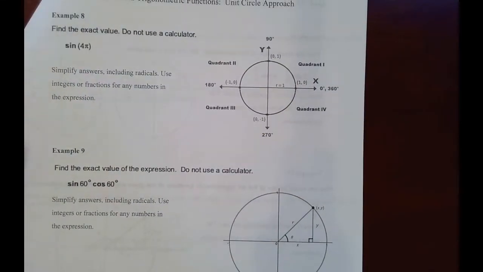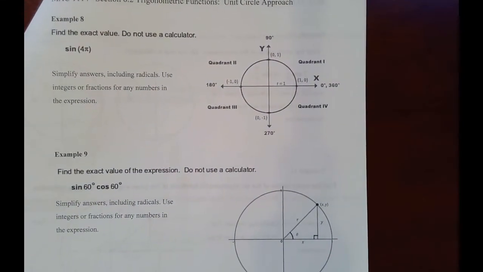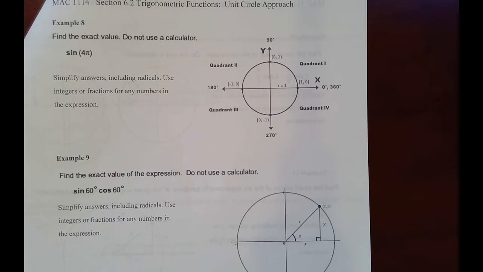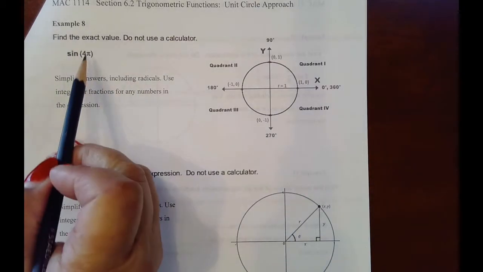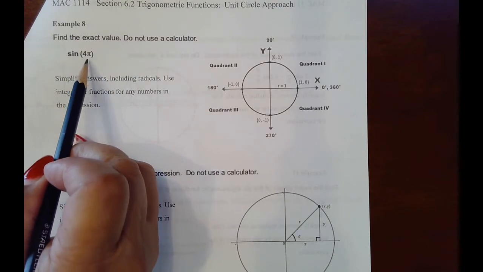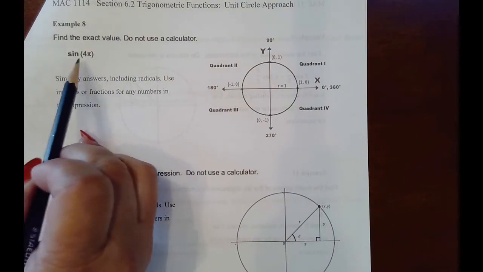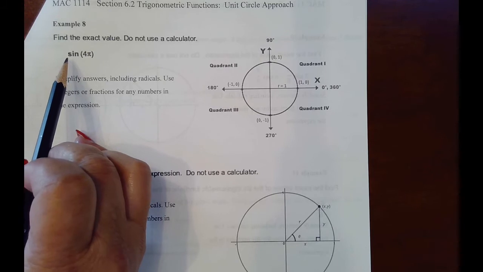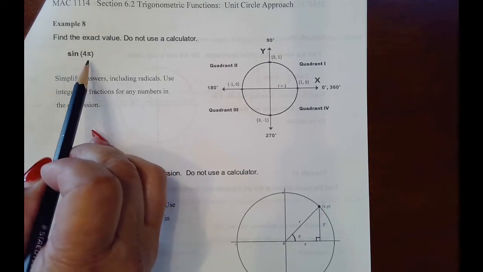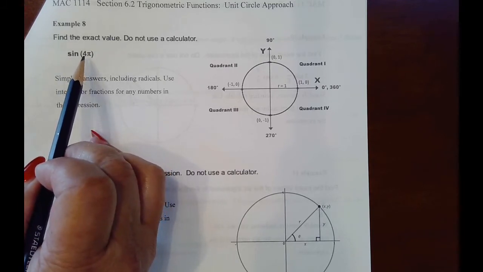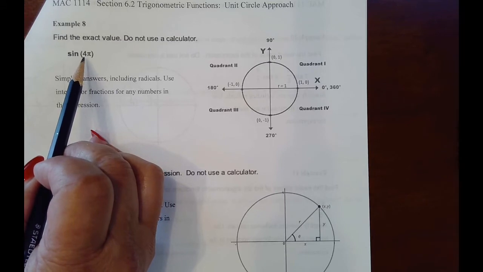Moving to example 8. In example 8, it says find the exact value. Do not use a calculator. Trying to get you to have practice with rotating to whatever they have asked you to rotate, always right next to the trig function. The trig function here that we're concerned with is not all 6 of them, just sine. But this is a comment as to where they want you to rotate to.